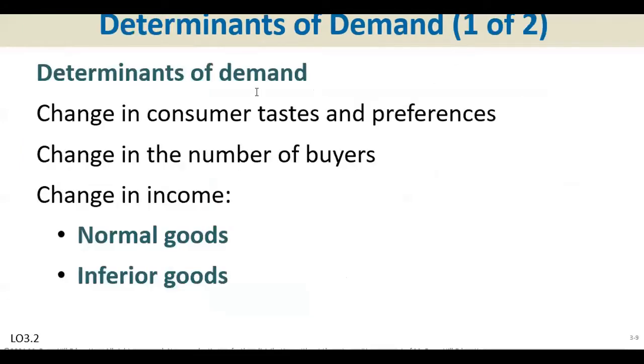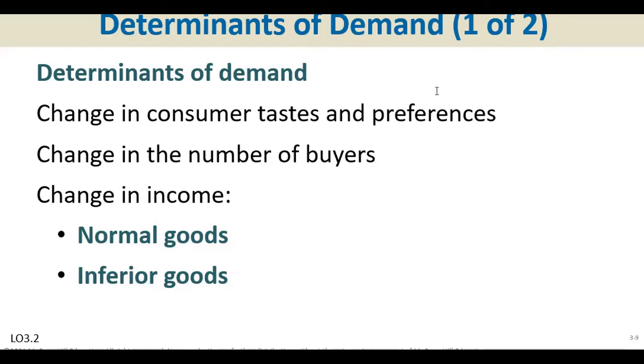So here are the determinants of demand. Determinants of demand are anything besides the price that changes the demand, anything outside of the other things equal that we talked about before, that can shift the demand up and down. First, the change in consumer taste and preference. If consumers have a preference toward the product that you offer them, the demand is going to increase. But if they dislike what you offer them, the demand is going to decrease. The number of buyers on the market: more buyers, eventually demand will increase. Fewer buyers, the demand will decrease.